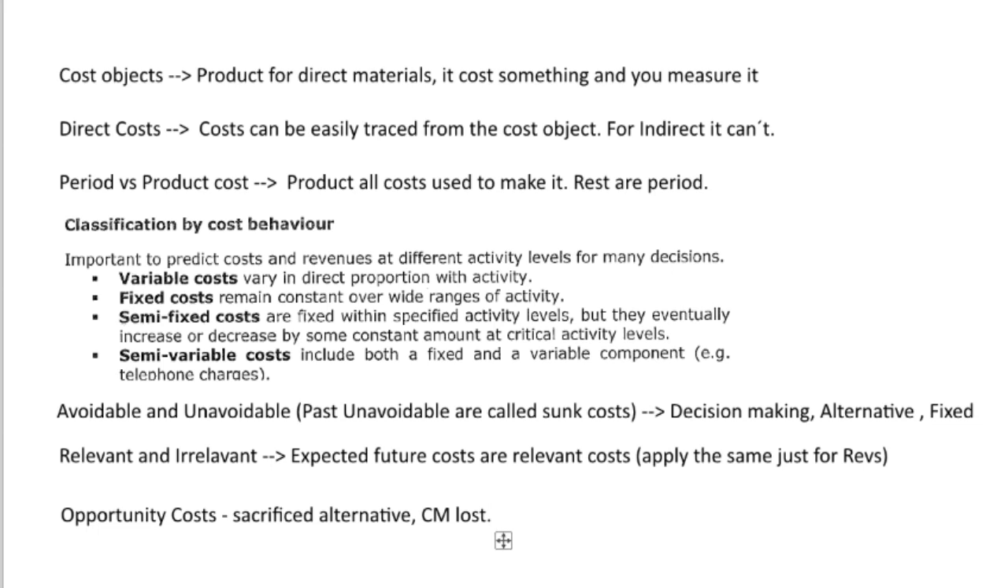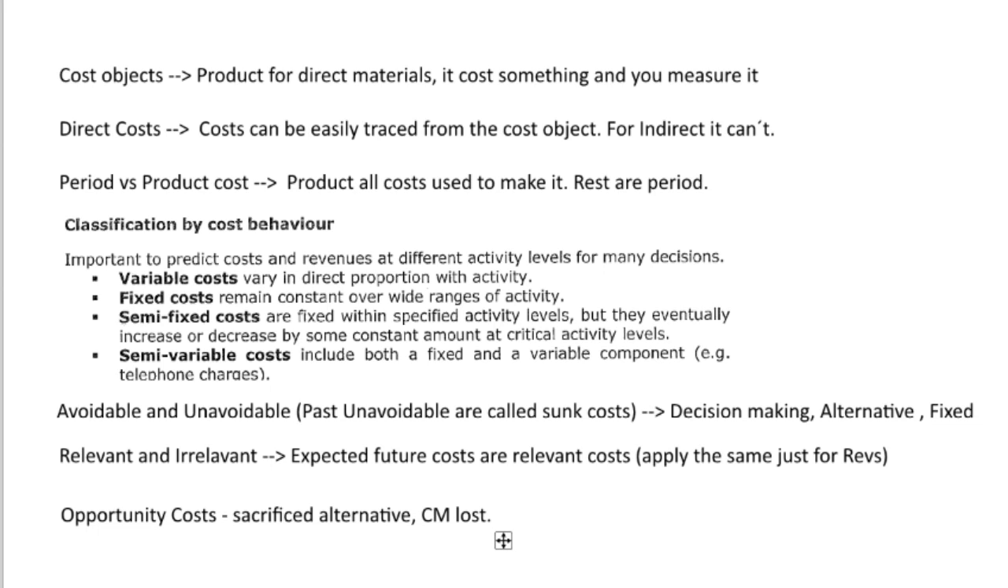Let's make it short and sweet. Okay, I'm going to keep it simple. Cost objects are just anything that we want to know the costs for. For example, for a product, it can be direct materials, direct labor. It's just an object where it costs to make it and you can measure it.